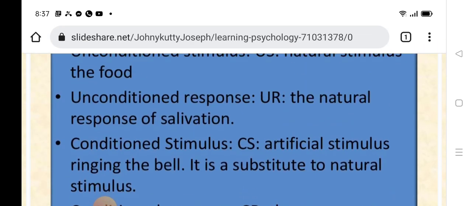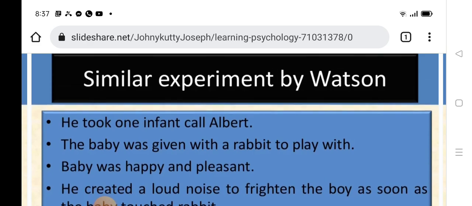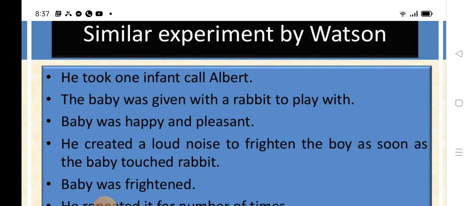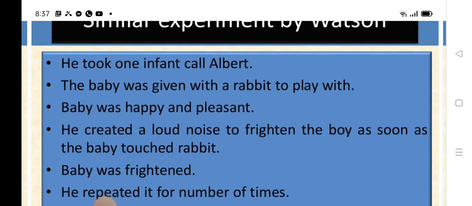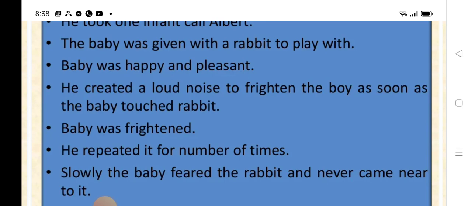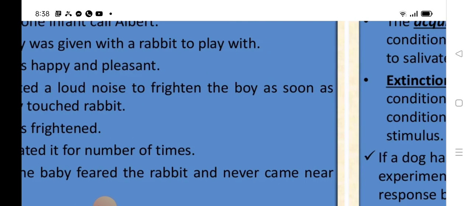Let's continue. I have a similar experiment by Watson. What did he do when he took the infant Albert? We saw the video together more than once. He was happy, playing with the rabbit, and very pleasant. Then Watson created a loud noise to frighten the boy as soon as the baby touched the rabbit. He repeated it a number of times. What happened? Slowly the baby feared the rabbit. He learned to fear the rabbit and never came near it again.